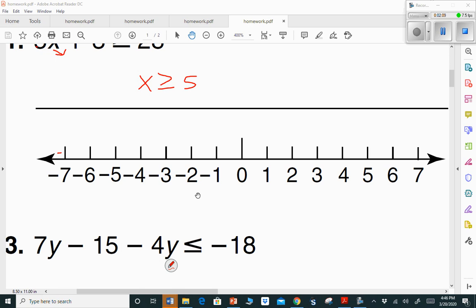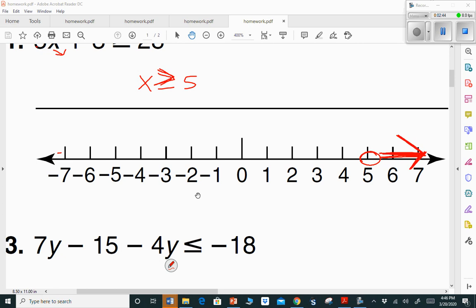And we're going to graph x is greater than or equal to 5. So we're going to put a circle on the 5 right here. It says greater than, and I want you to see how it sort of points that direction, and that's the direction we're going to shade to. We're going to go this way, and we're going to put an arrow here.